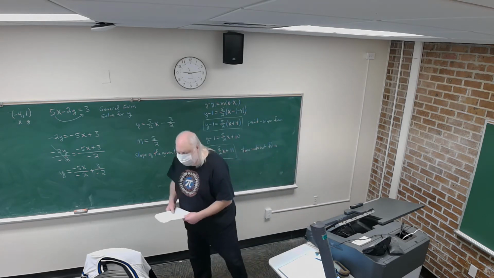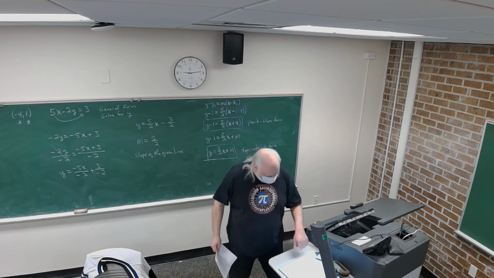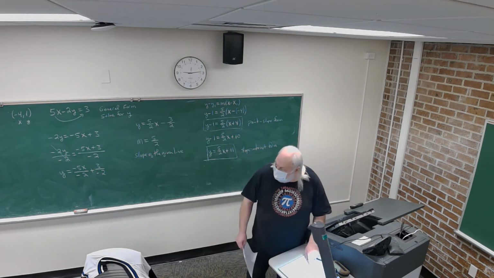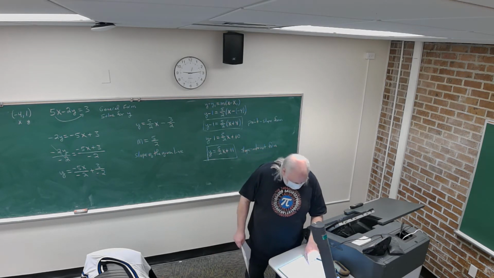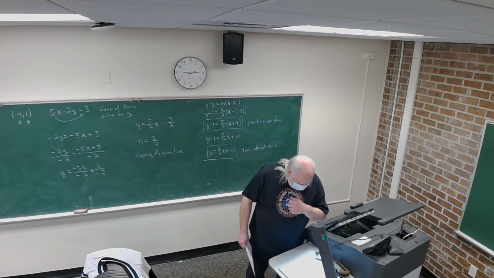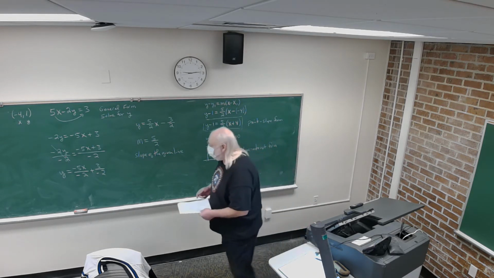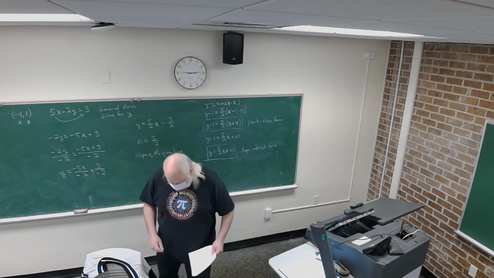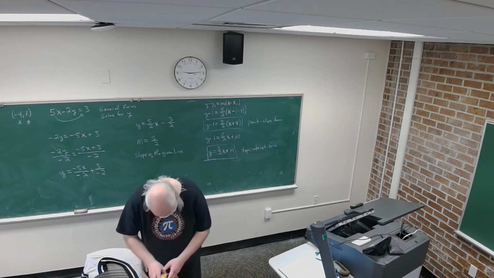So let's look at example 4. Find the equation of the line perpendicular to this given line that passes through the point 3 minus 2. Write your answer in slope-intercept form. Now we're told specifically how to write the answer.